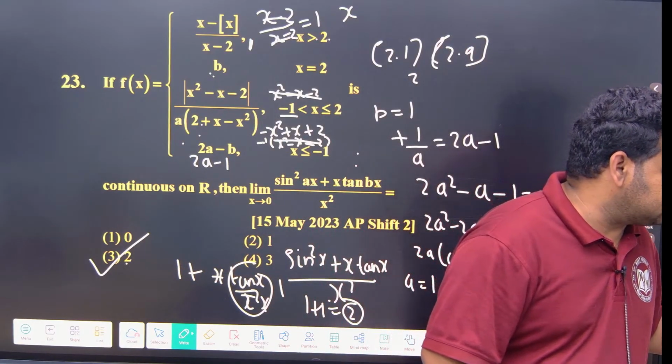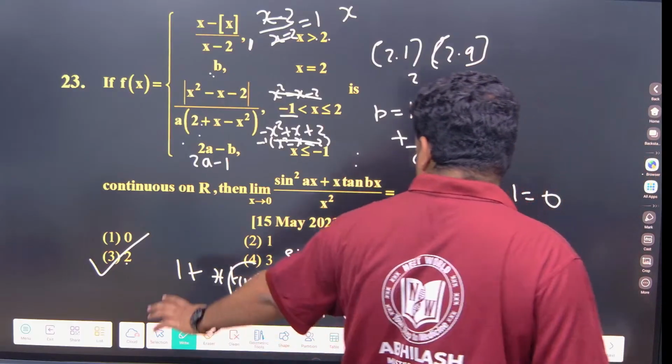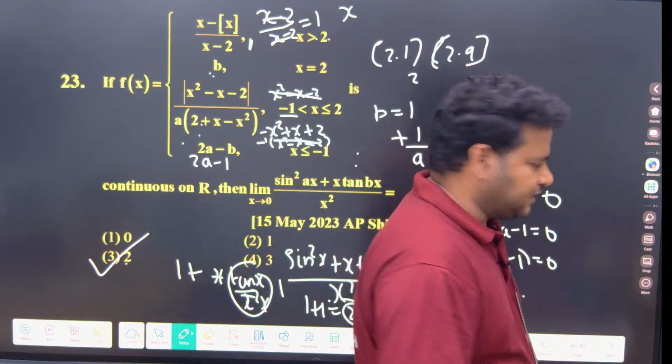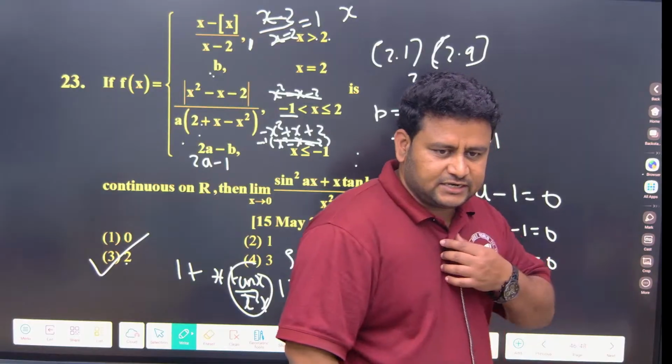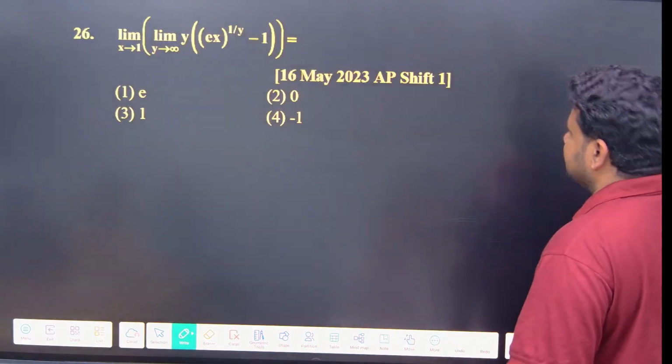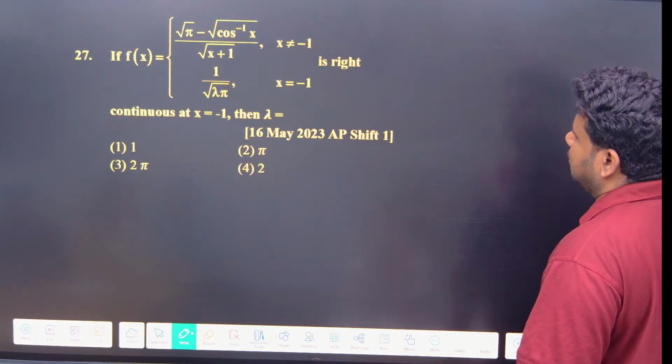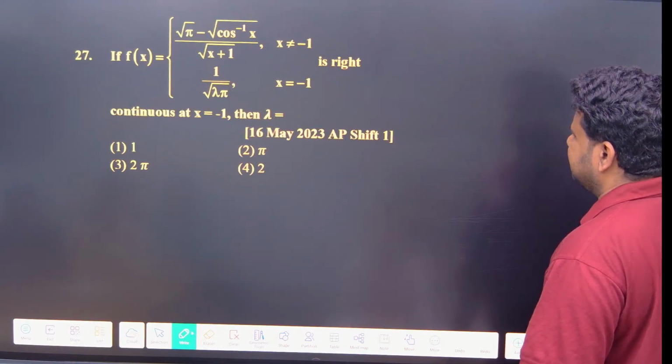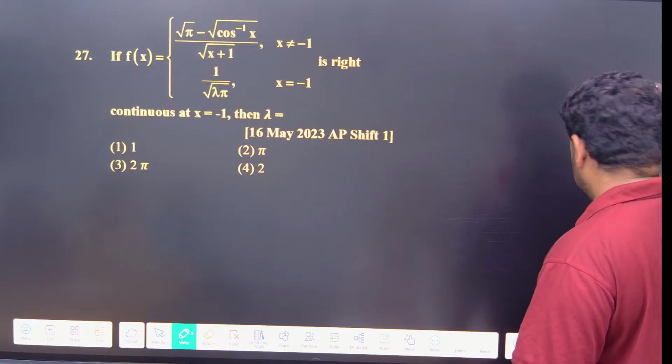Charan, please check once. That is not 0, it is option 3, that is 2. Got it with this question? Clear. Let us move to next one. This one is done already. This one is not required. We will see something else.